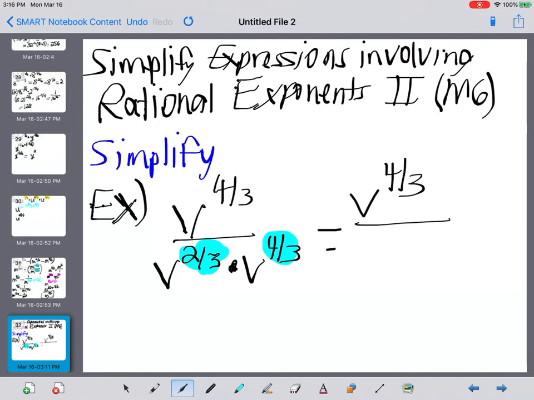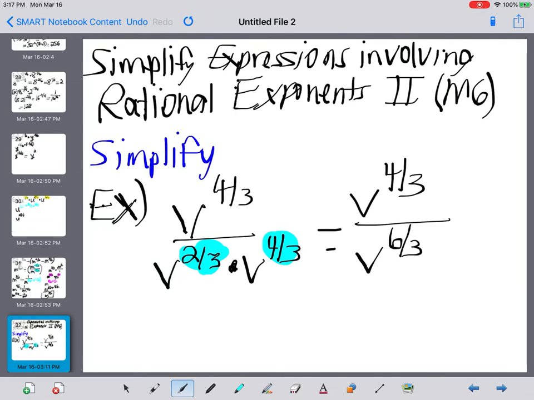Okay, and on the bottom, I'm going to go ahead and skip this step. 2/3 plus 4/3 is 6/3. So v to the 6/3. Okay, so next, well, I'm dividing, so I'm going to have to subtract the exponents.